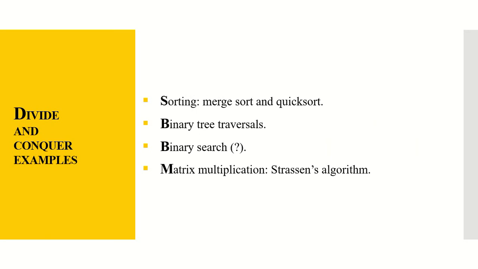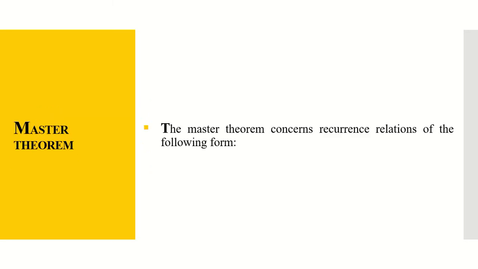Now, these are a few examples of where the divide and conquer strategy can be used: sorting, merge sort and quick sort, binary tree traversals, binary search, and matrix multiplication, which is known as Strassen's algorithm. We'll be seeing all this in the videos. So, let's see how divide and conquer actually goes.